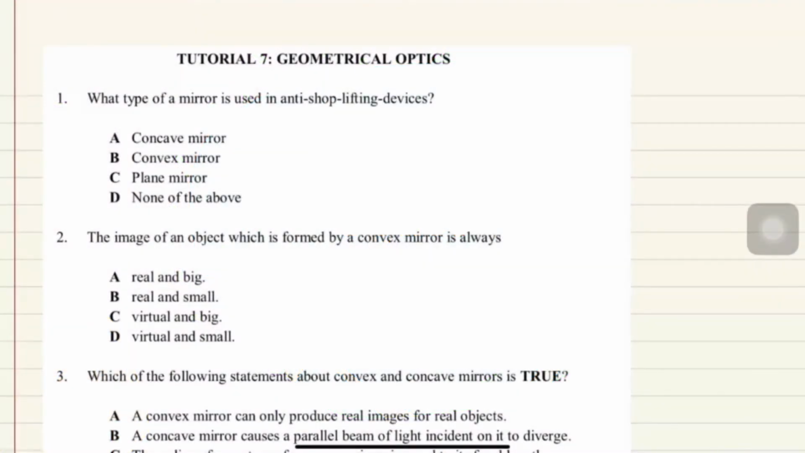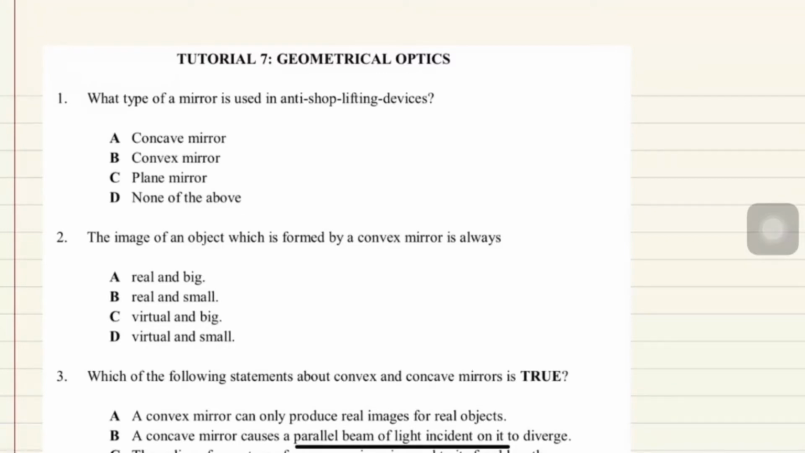Okay, so chapter 7, the first question is what type of mirror is used in an anti-shoplifting device? So what do you guys think about it? Question number 1. Used in an anti-shoplifting device. So basically the one that you can find inside a convenience store. What type of mirror is that?